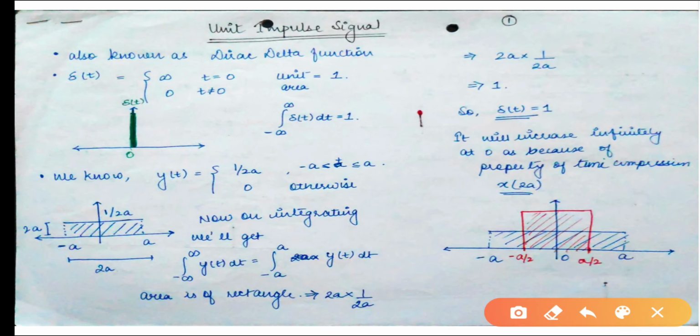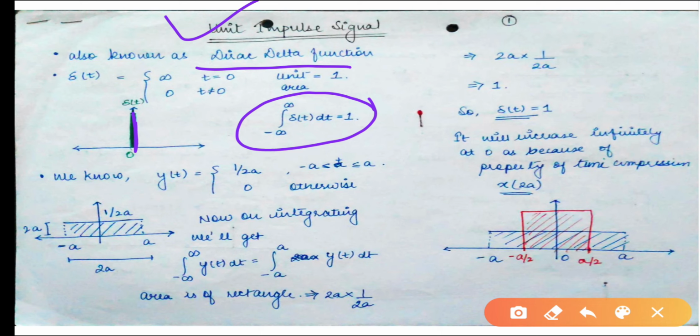First of all, starting off with the unit impulse signal. It is also known as the Dirac delta function. Its value is 1 at t equal to 0. When we integrate this signal, we'll be getting 1, that is, the integral of delta t dt is equal to 1 when we are integrating it from minus infinity to infinity.